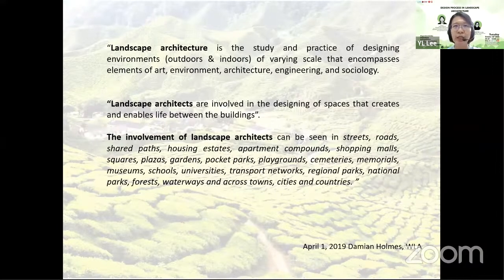Maybe when we look at Malaysia now, we can see the extension of landscape projects is not only focused on the housing area anymore. It can extend to the regional scale, such as a park or national park, or also town scale projects. So this is just a little introduction about what landscape architecture is, or what the landscape architect does, the important roles that contribute to our built environment.